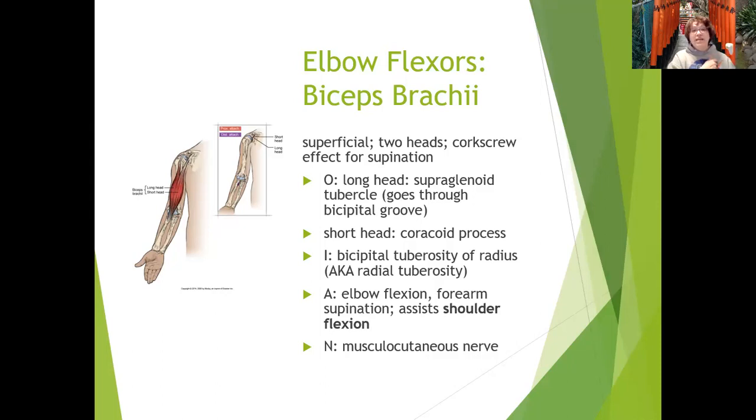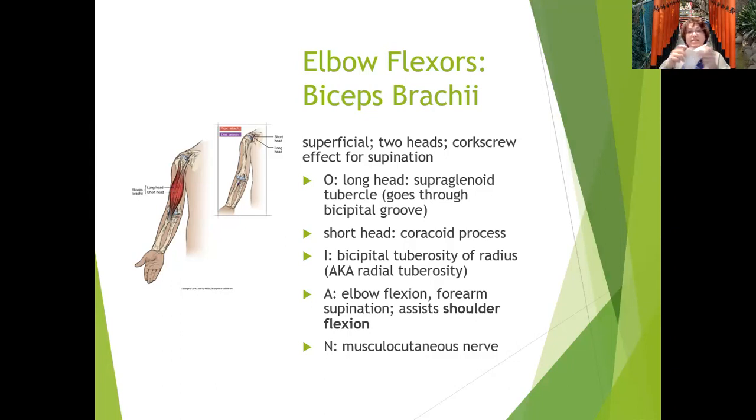But the long head of the biceps attaches to the supraglenoid tubercle. It goes through the bicipital groove in between the two tubercles, or the intertubercular groove, and it attaches to the superior supraglenoid tubercle. The short head attaches to the coracoid process, which is also on the scapula. So the superior insertions, or the origins of both heads of the biceps, are on the scapula.